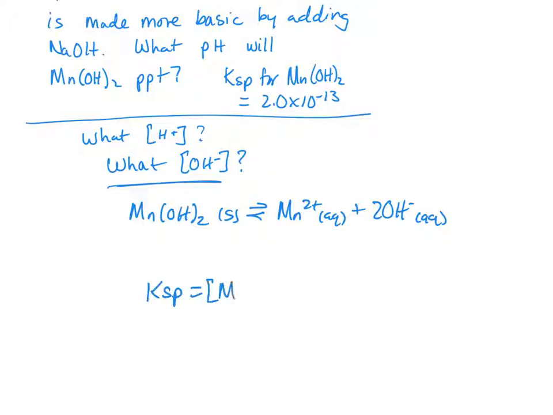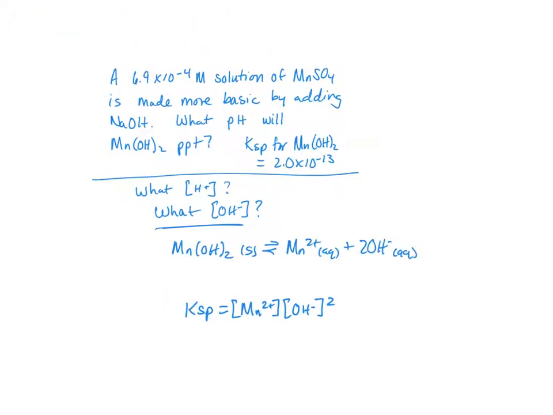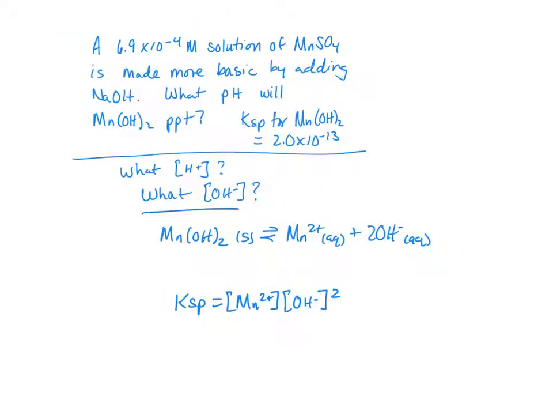Ksp is going to be equal to the manganese concentration times the hydroxide ion concentration squared. Okay. We know the manganese ion concentration, right? Manganese sulfate completely dissociates, so we'll have 6.9 times 10 to the minus 4 molar Mn2 plus. We know our Ksp. The thing that we're looking for now is our hydroxide ion concentration. Does everyone see that? I think once you get to this point, then it's easy, right? But getting to that point is the really tricky part. Seeing what the question's asking.